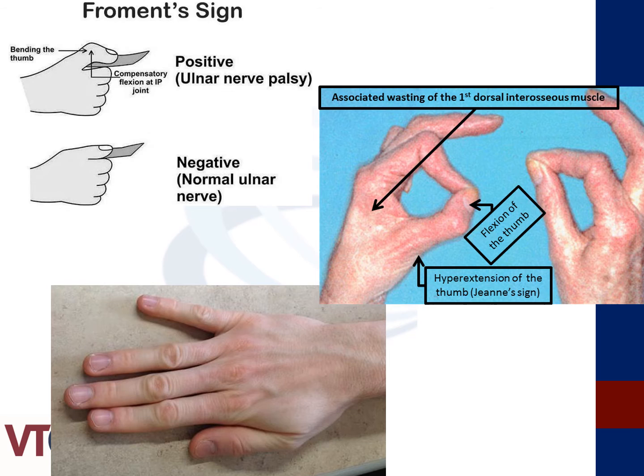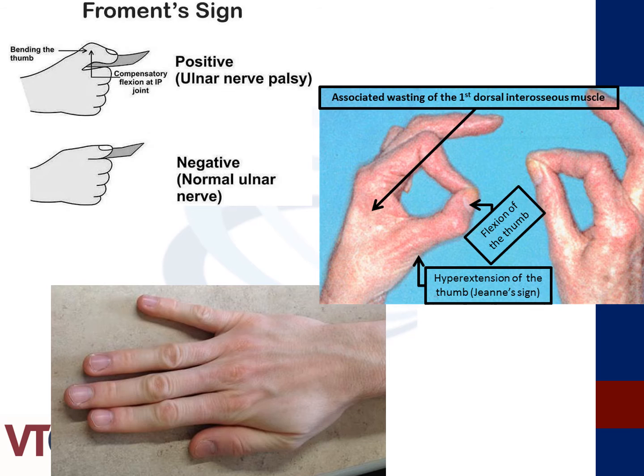This slide depicts the positive Froment's and Wartenberg sign, as seen in the top 2 images, secondary to the loss of the thumb adductor and interossei. A patient is unable to maintain possession of a piece of paper placed between their thumb and index finger without utilizing their FDP to the index and their FPL, which is innervated by the AIN.